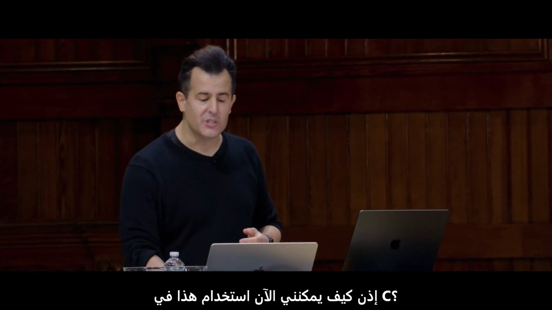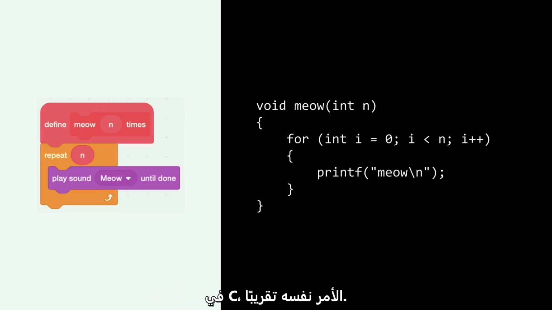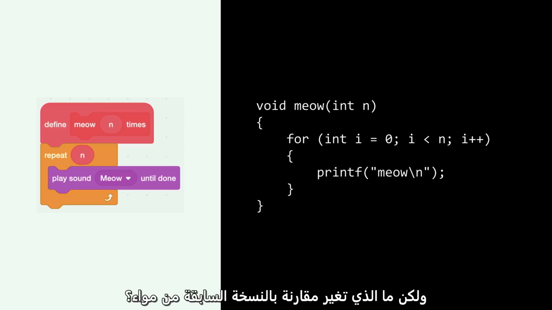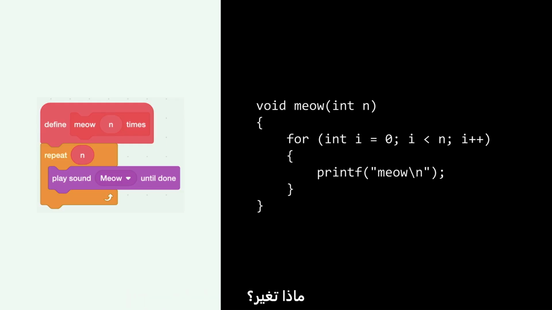So how can I now use this in C? In C, it's almost the same. It's still void at the beginning of my function name, which means no output still. It only has side effects. But what did change vis-a-vis the previous version of meow? What has changed?